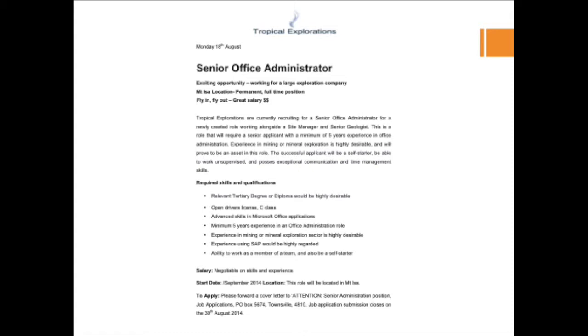Stating that it is desirable that the applicant has experience in mining is key, as it is saying that whoever fits the criteria and also has the added experience will stand out among the other applicants. Listing the required skills and qualifications sets out a checklist for the applicants. Two of the skills finish with highly regarded and highly desirable, meaning they are not mandatory, however they would be desirable.